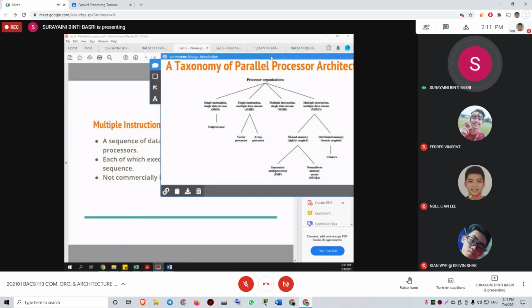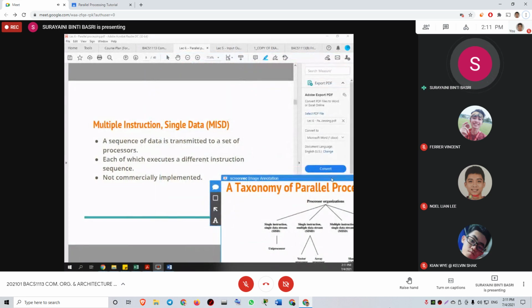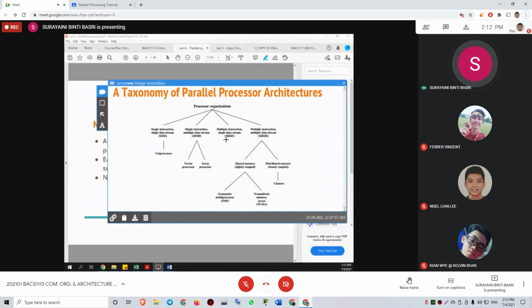And then we proceed to the third type of parallel processor architecture. This architecture allows a sequence of data to be transmitted to a set of processors. So this also uses multiple processors, and each sequence of data is executed with a different instruction sequence. It is not commercially implemented, meaning this architecture is not widely used. It exists and was invented by someone, but what we use now is not this type of architecture.